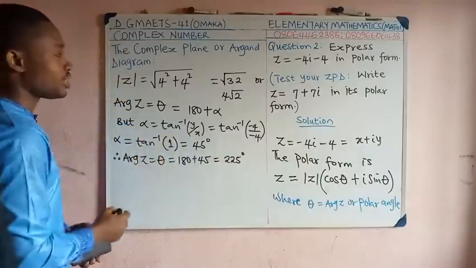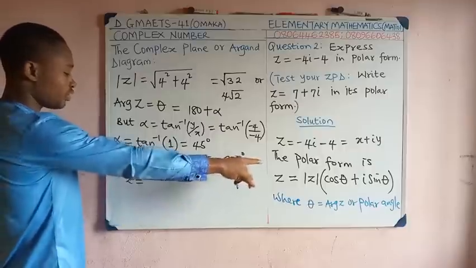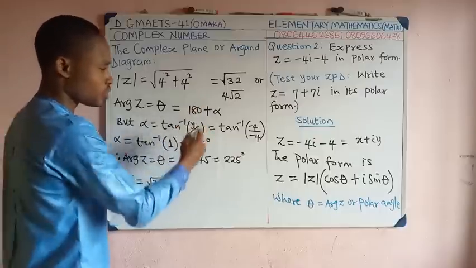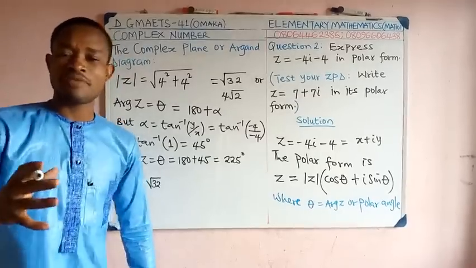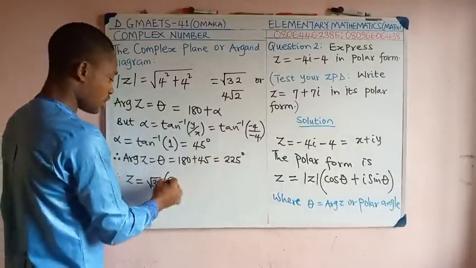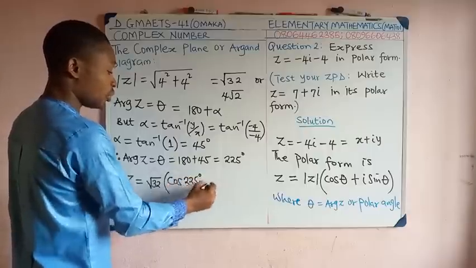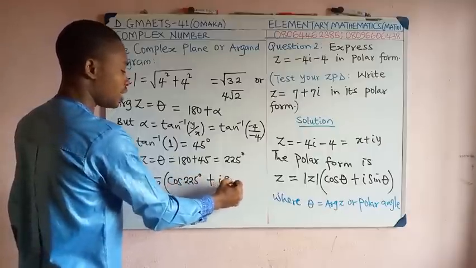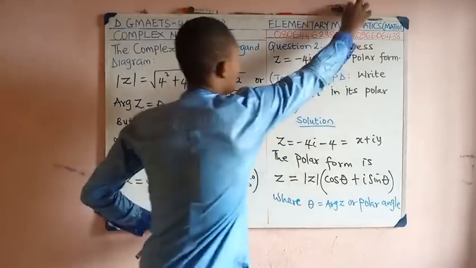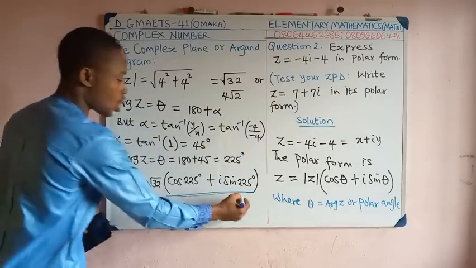So we now need to write this in polar form. Therefore, z is equal to the magnitude of z, and the magnitude of z we got as root 32. If you want to use 4 root 2, the choice is yours. Of course, if it's an objective case, it depends on the option given to you. Open brackets, cos theta, and theta is 225 degrees, and then we're going to add i sine 225 degrees. This is our result.